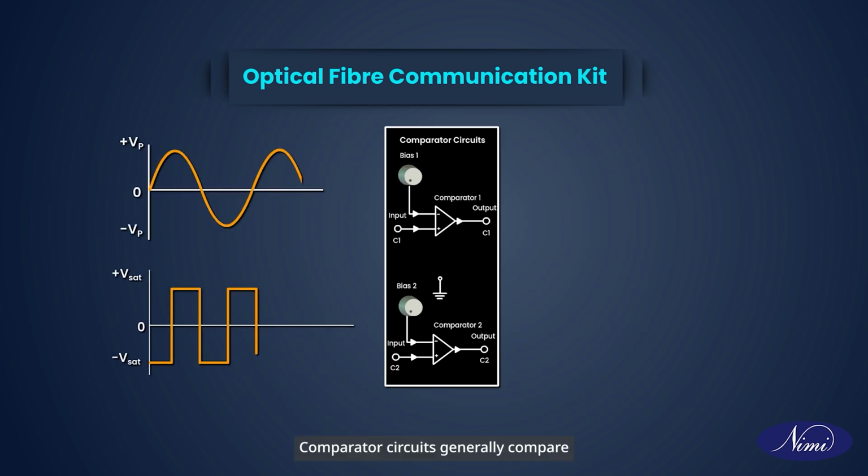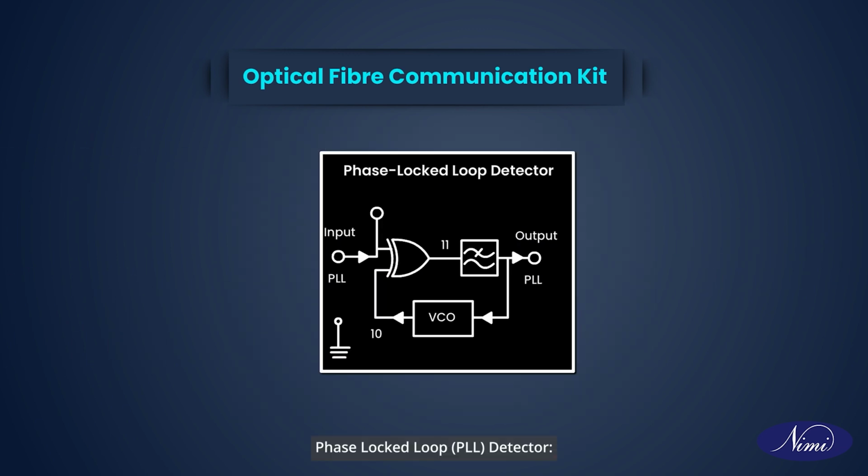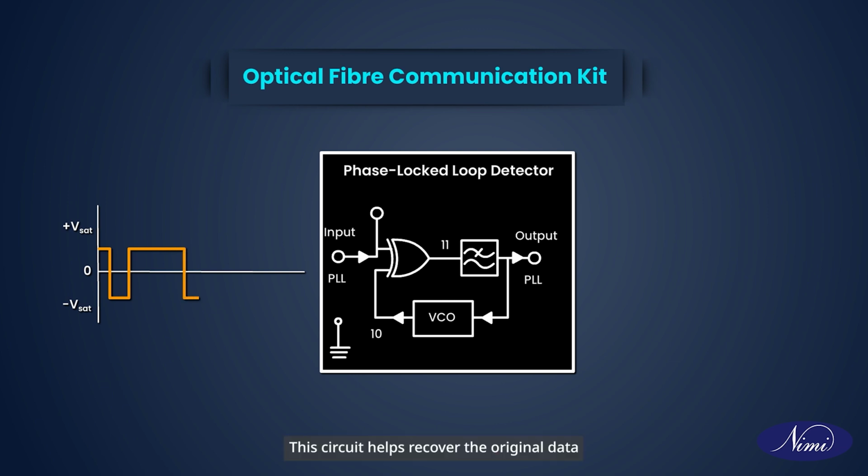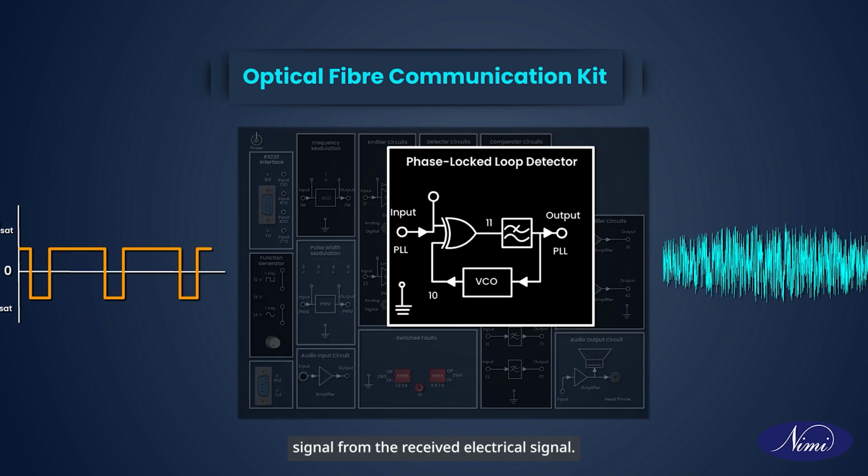Comparator circuit. Comparator circuits generally compare two signals and output a high or low voltage depending on the comparison. Phase locked loop, or PLL detector. This circuit helps recover the original data signal from the received electrical signal.